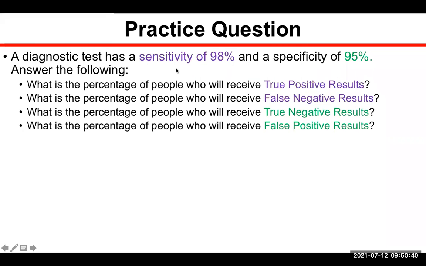So if you can associate the sensitivity with true positive and false negative results, then you'll be able to basically tease out what the answer is. And same thing with specificity. If you associate specificity with true negative and false positive, you'll be able to tease out what the actual answer is.